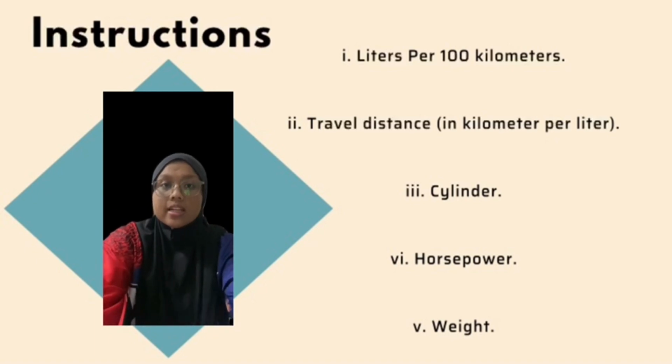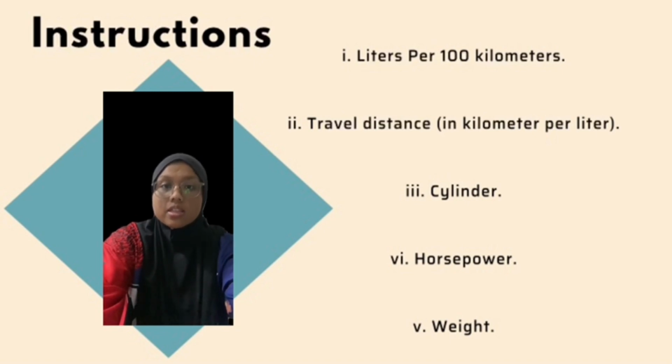Instruction. First, liter per 100 km. In this data collection, there is variation in the liter per 100 kilometers because equipment may be used to determine how much fuel the car uses every 100 km. This is a continuous quantitative variable.